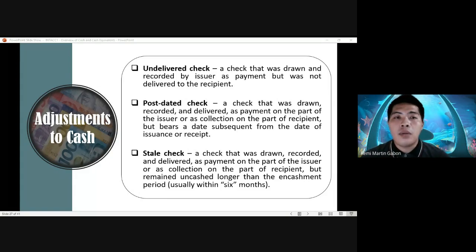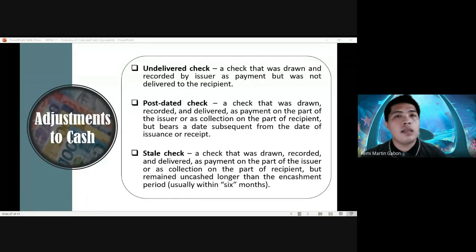We don't have an accounting problem for undelivered check if we are the recipient, because in the first place, we did not receive that check. Our only concern is if we are the issuer. Now, it is drawn and recorded. The only defect of that check is that no delivery had been made to the recipient of the check. However, take note, it is recorded but not delivered.